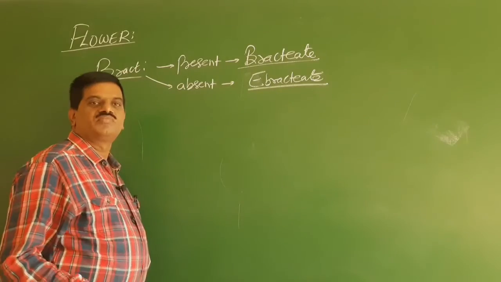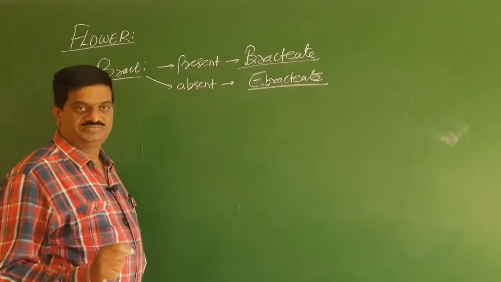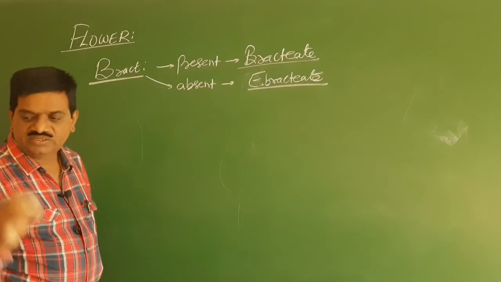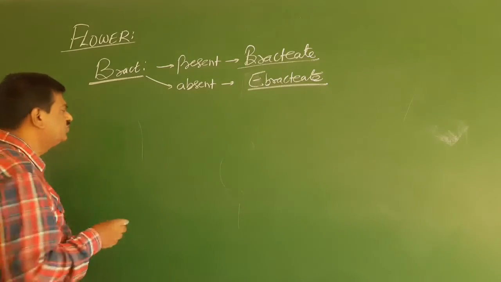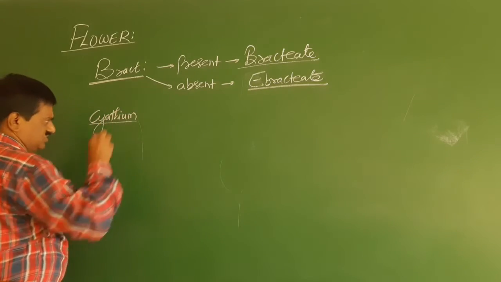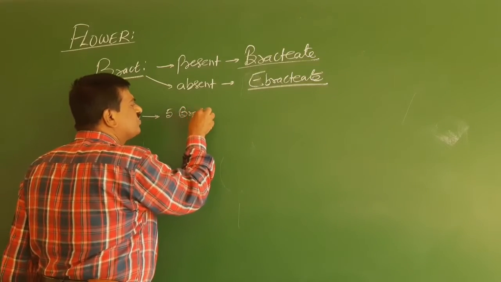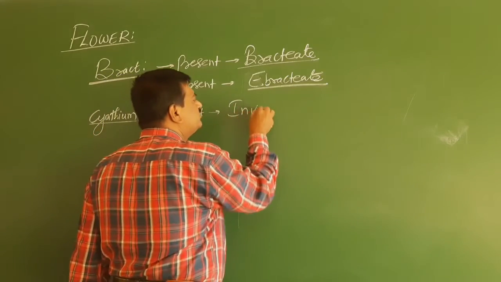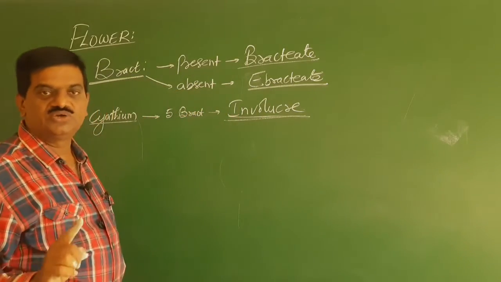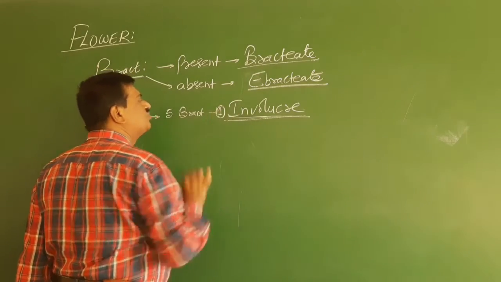Now we talk about different types of bract. Here, at the base of the pedicel, the bract is there. In some, as I mentioned, in the cyathium inflorescence, 5 bracts are fused to form an involucre. This is called an involucre of bracts. So this is the first type, called involucre.